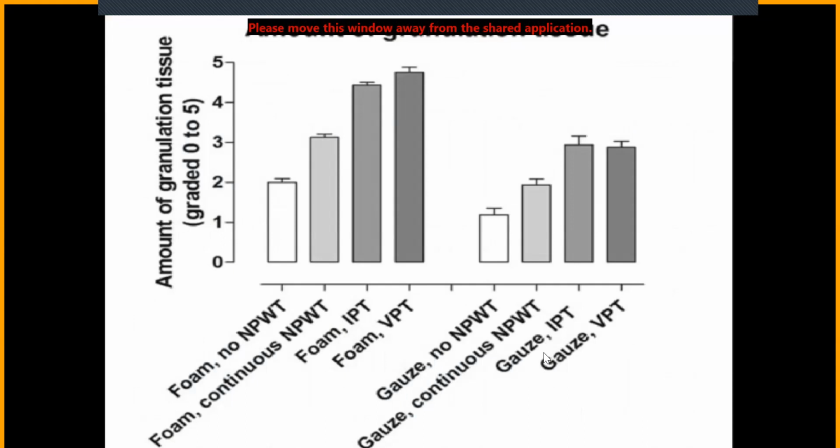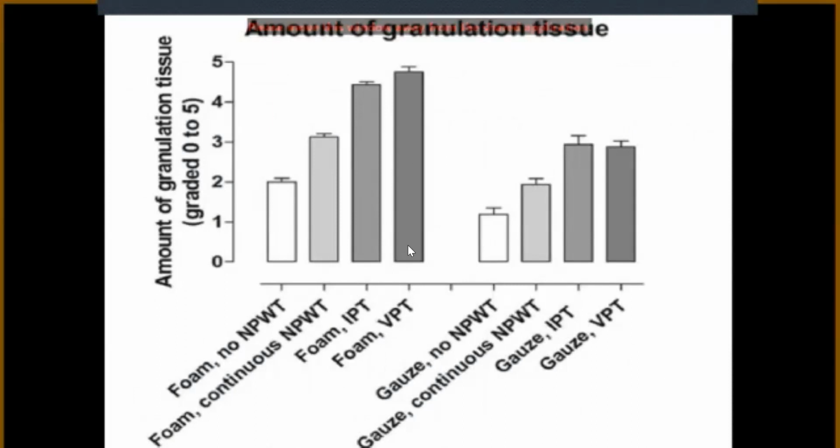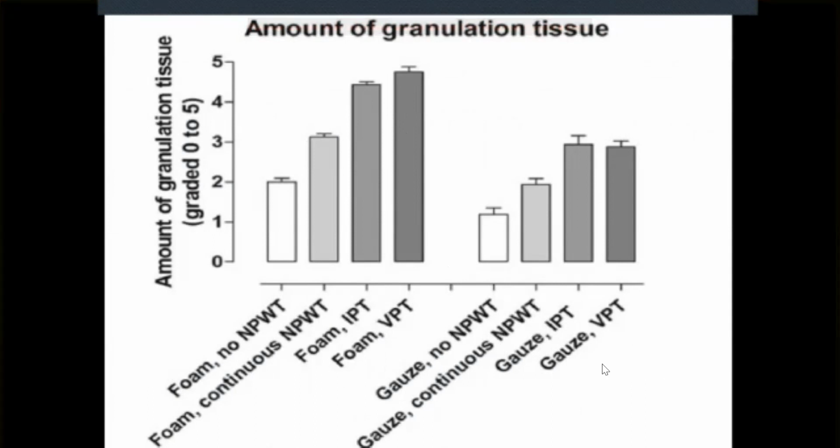So the amount of granulation formation was maximum with foam and variable pressure negative pressure wound therapy, and with gauze it was with the intermittent.